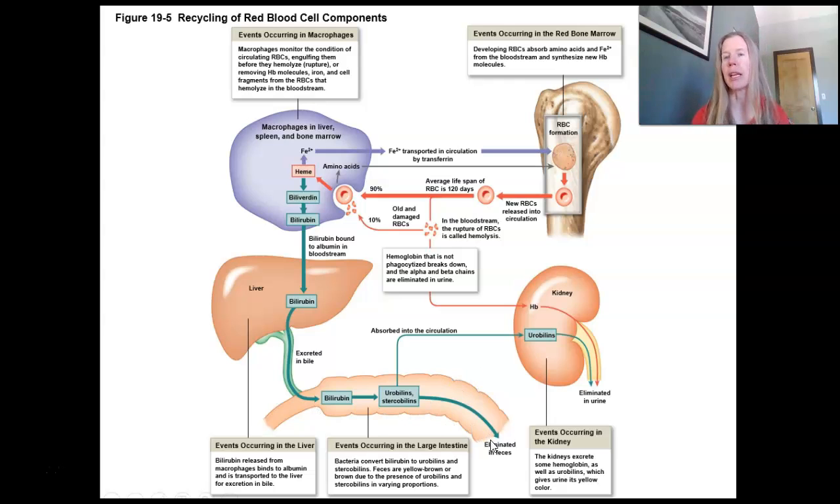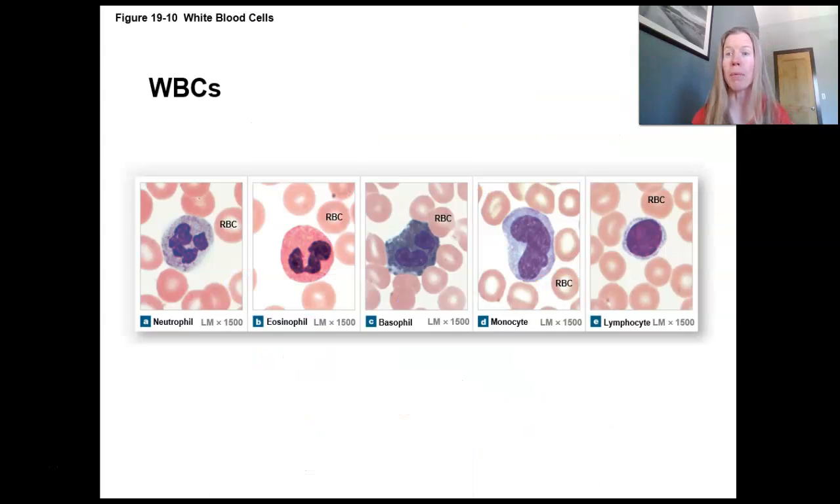And that's part of what gives feces that yellowish brownish color. Some of those molecules are also sent to the kidney, and that's what gives urine its yellowish color. But the important stuff, particularly the iron, is sent back to the bone marrow. Okay, white blood cells. Not enough time to get into all of these details, but do recall your neutrophils.